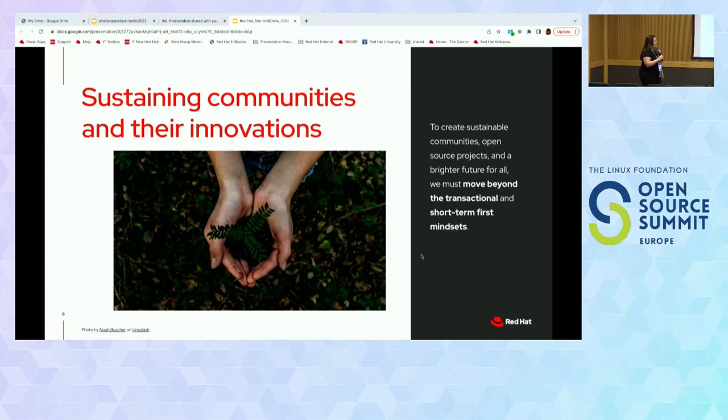So in parting, sustaining communities and their innovations, I'm certainly an advocate of open source, and I think sustainable communities do have more of a motivator, especially now with the climate crisis. The focus here is to move beyond the day-to-day and the short-term mindset to that larger strategy.